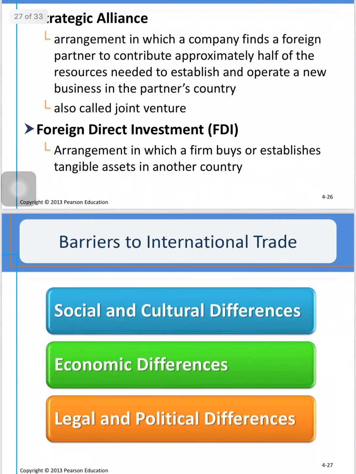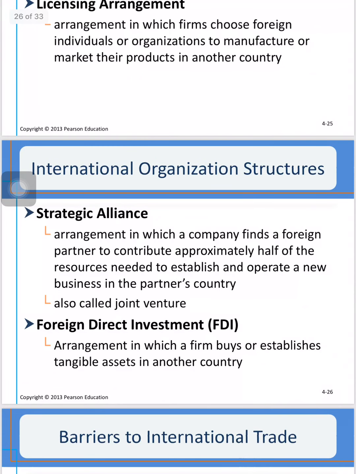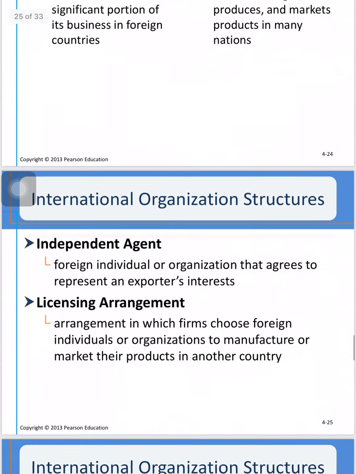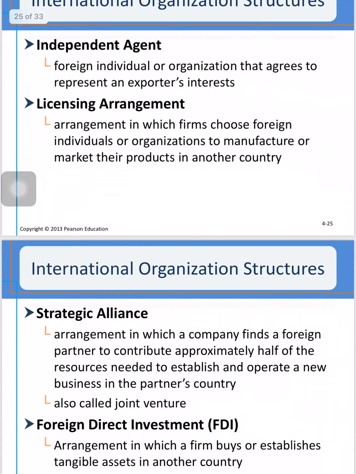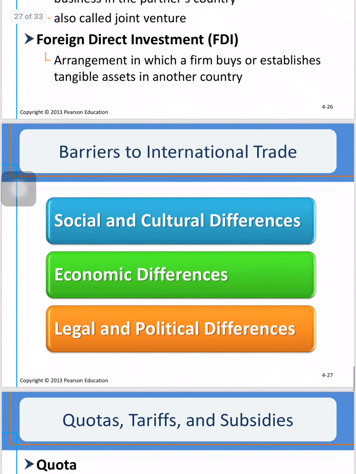Next is barriers to international trade. Okay, before that, the independent agent often acts as a sales representative. That is called an independent agent, sales representative. Okay, anything else that I missed? Hopefully not. Now we go to the barriers to international trade.